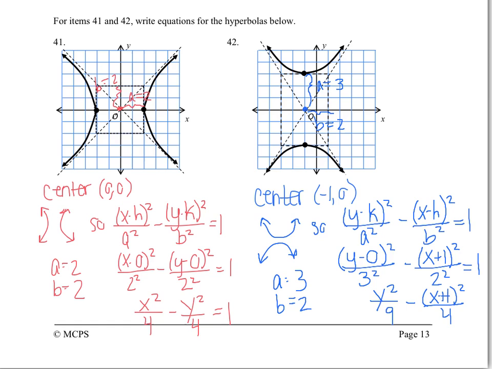Sorry, that is hard to see. Let me erase this. X plus 1 squared over 4 equals 1. And that is the equation of our hyperbola.